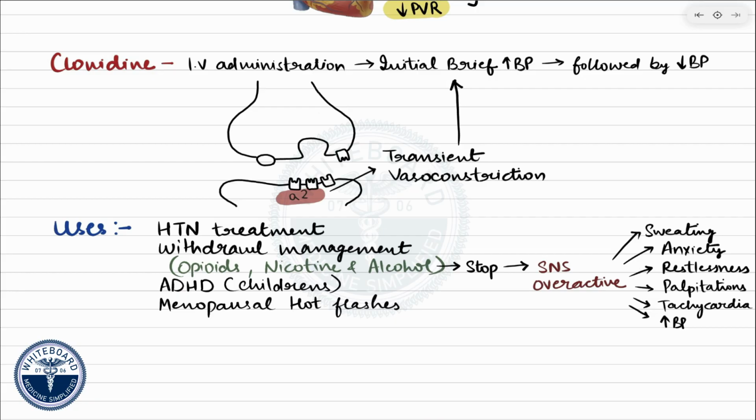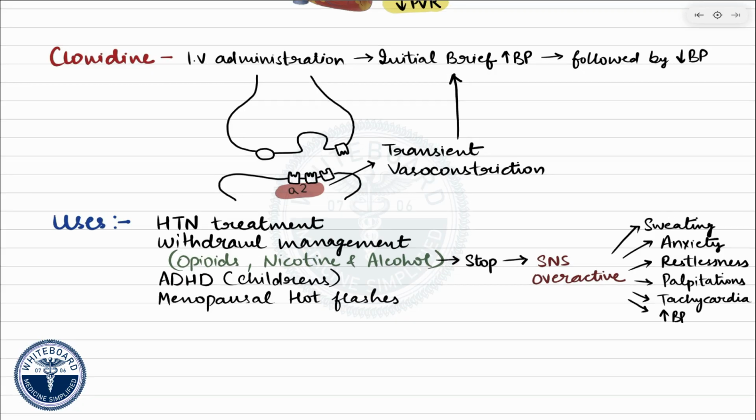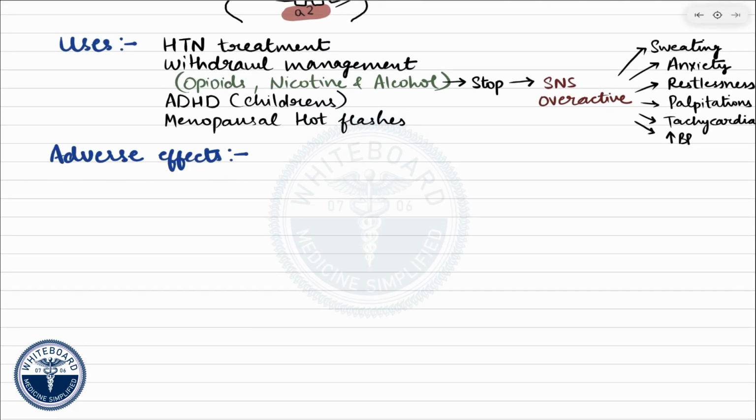So, instead of trying to memorize a long list of indications, remember one simple principle. Whenever excessive sympathetic activity contributes to a disease or its symptoms, clonidine may be beneficial. From this single concept, you can understand why it is used in hypertension, withdrawal syndromes, and several other conditions associated with sympathetic overactivity. Now let's discuss the adverse effects of clonidine.